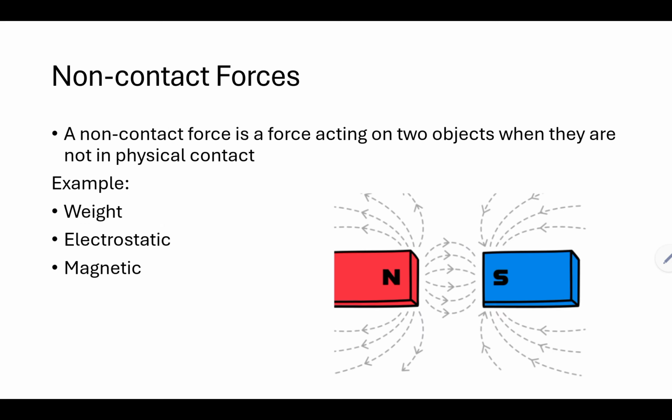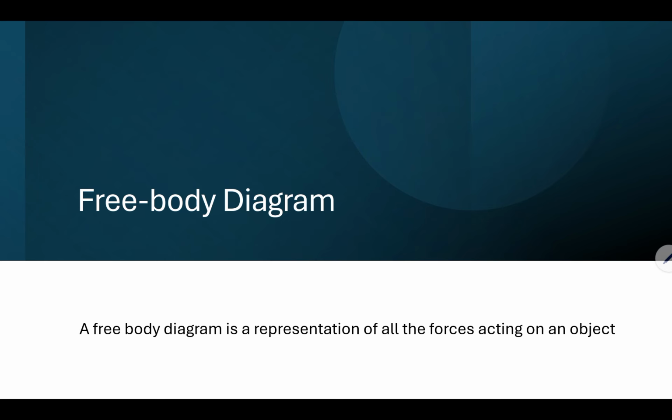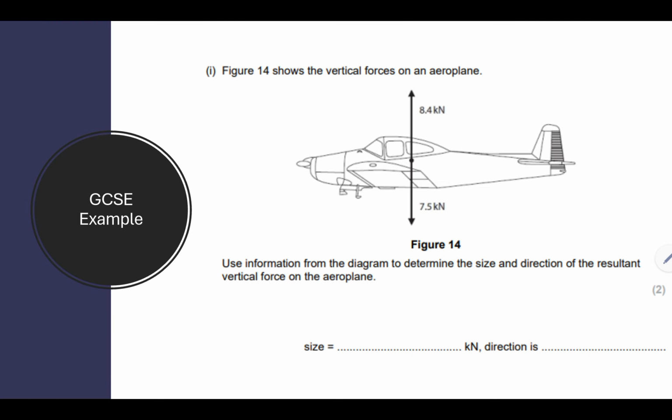The second type of forces we're going to go over is a non-contact force. A non-contact force is a force acting on two objects when they are not in physical contact. Examples include weight, electrostatic, and magnetic forces. A free body diagram is a representation of all forces acting on an object.